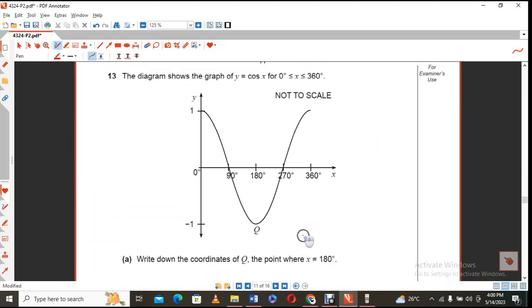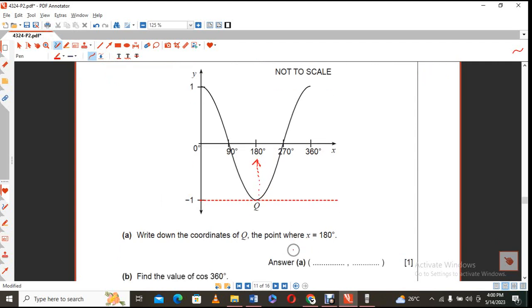Maybe question 13. The diagram shows the graph of y equals cos x for values of x between 0 and 360 degrees. Write down the coordinates of Q. Now, if you were to look at it nicely, this line will obviously be something like so. So the coordinates of Q is the x value over here. So x is 180 degrees and the y value is nothing but negative 1.